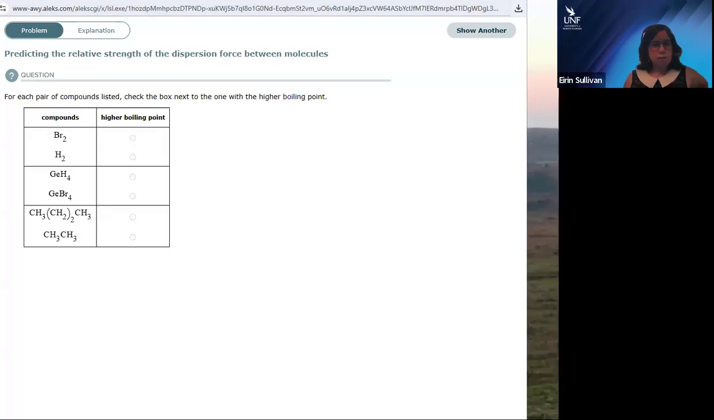To predict the relative strength of dispersion forces between molecules, you have to understand what dispersion forces actually are. So remember, dispersion forces are present in all atoms, molecules, etc. They come from temporary or instantaneous dipoles caused by random motion of electrons, okay?